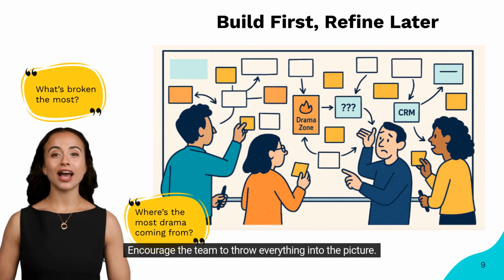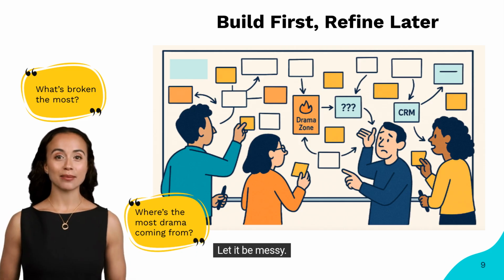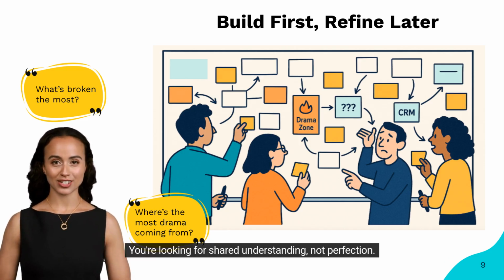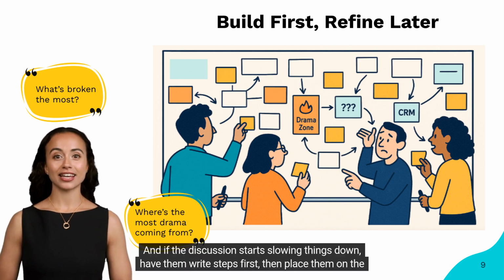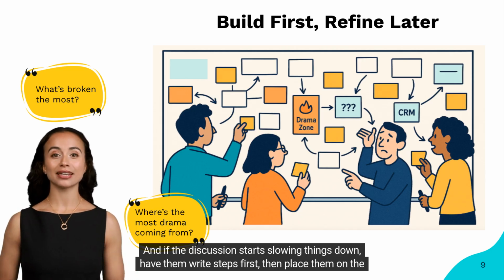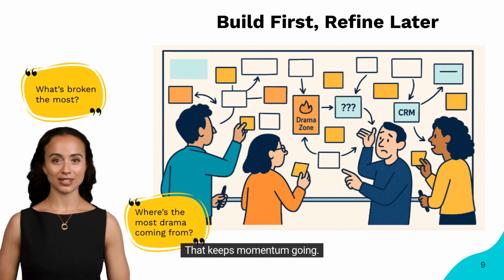Encourage the team to throw everything into the picture. Let it be messy. You're looking for shared understanding, not perfection. Remind them to close permanent markers between notes. People always forget. And if the discussion starts slowing things down, have them write steps first, then place them on the wall. That keeps momentum going.